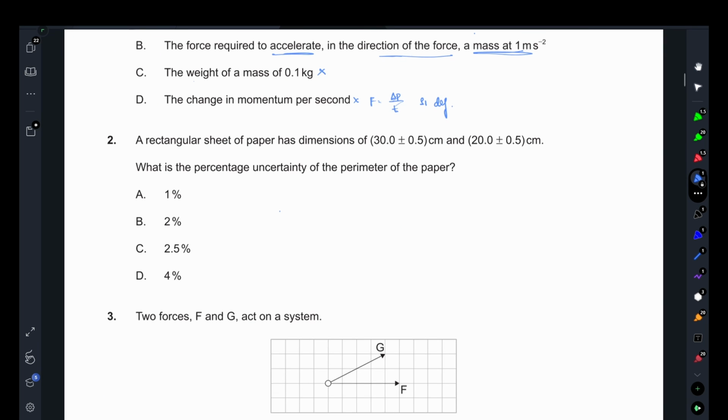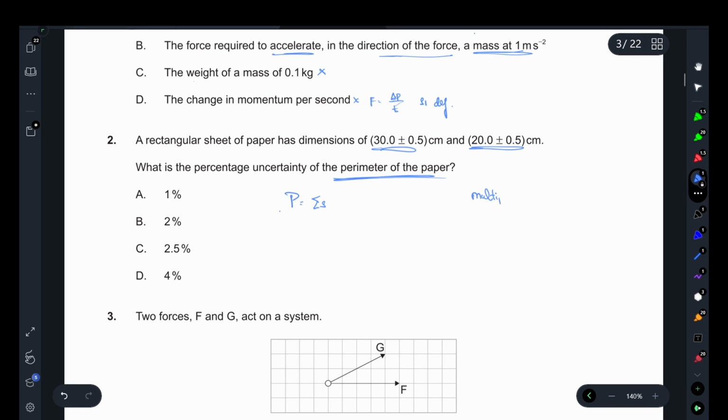A rectangular sheet of paper has dimensions of this and this. We are looking at the uncertainty in the perimeter. So the perimeter is the sum of side lengths. So you could do this with multiplication, but if you guys remember, multiplication requires percentage uncertainties, and we are given absolute uncertainties. So what we'll do instead is we will stick to addition.